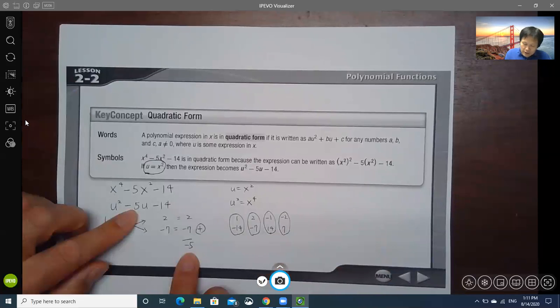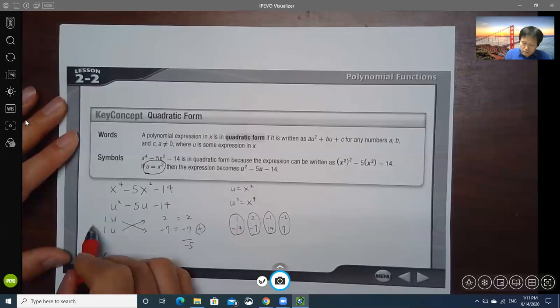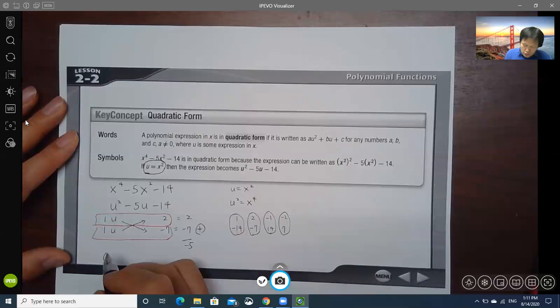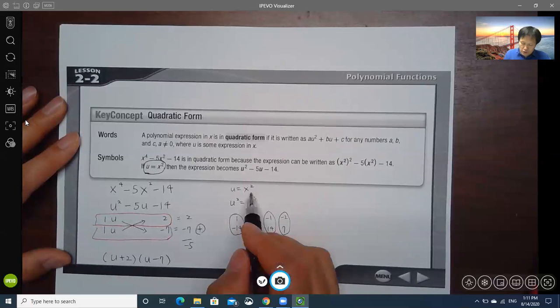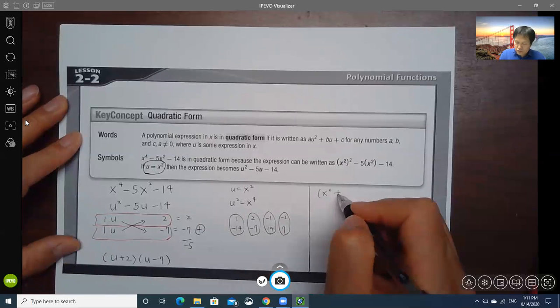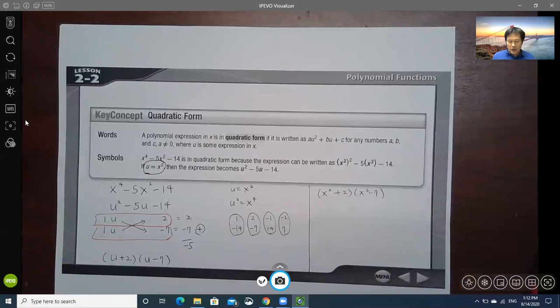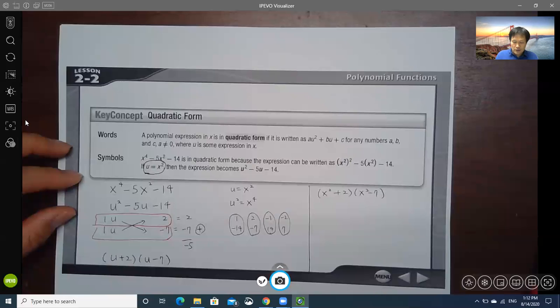So you can write that as u here, top floor, bottom floor: u plus 2, u minus 7. u is x squared, so you can rewrite that as x squared plus 2, x squared minus 7. Okay? We will try to get the zeros from there. I just want to show you a little taste of it. And we will use this technique for the following example.